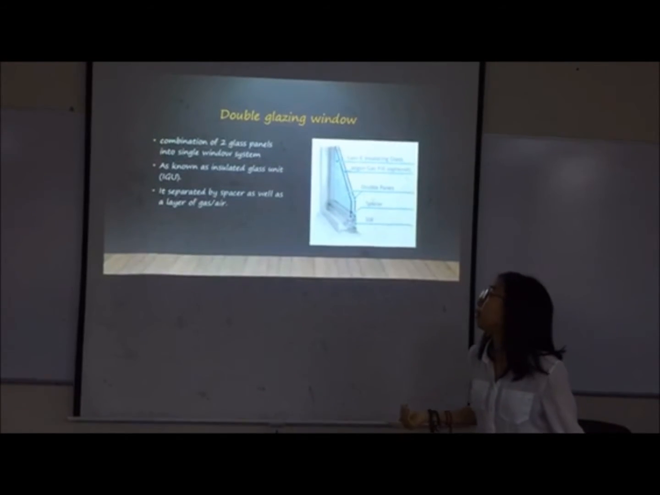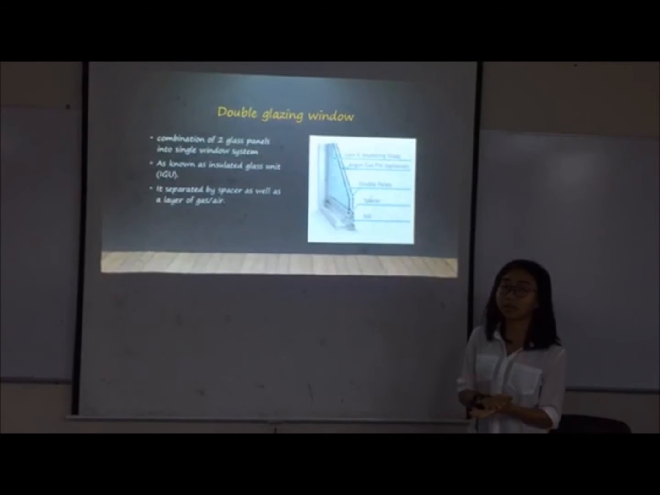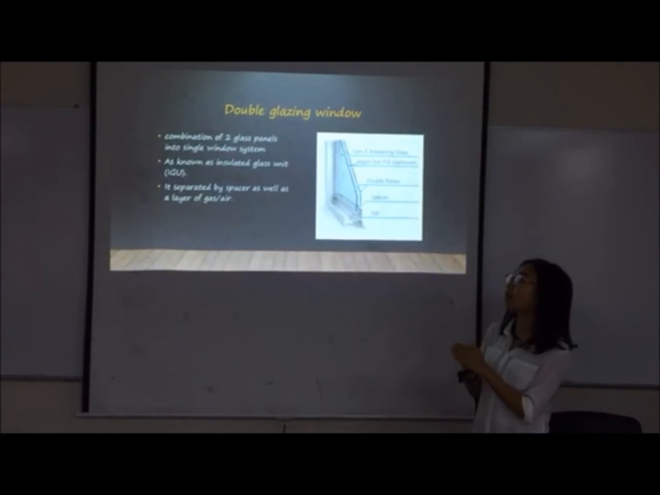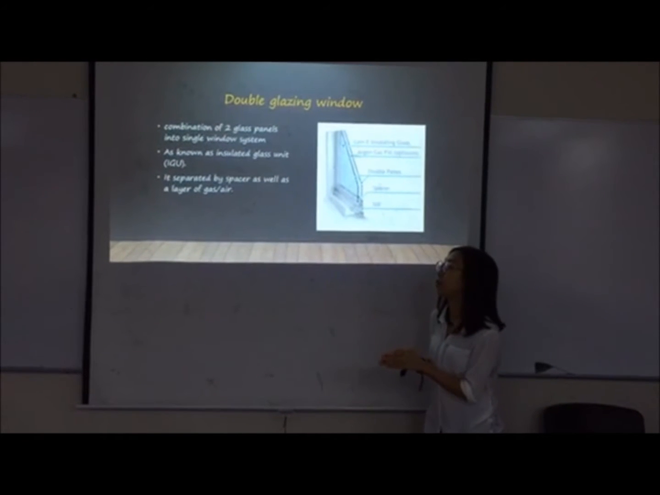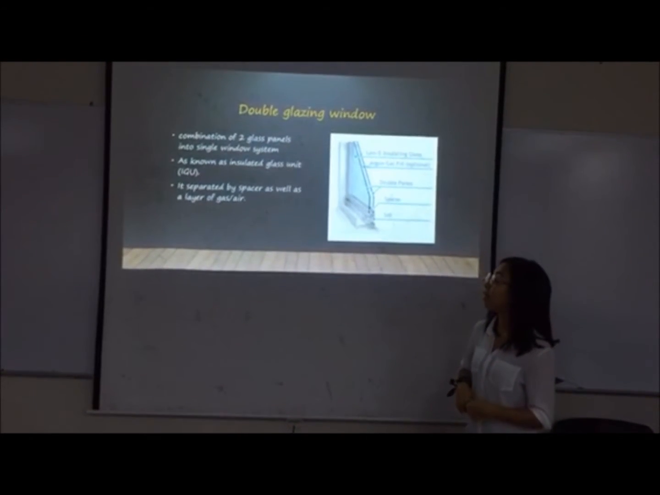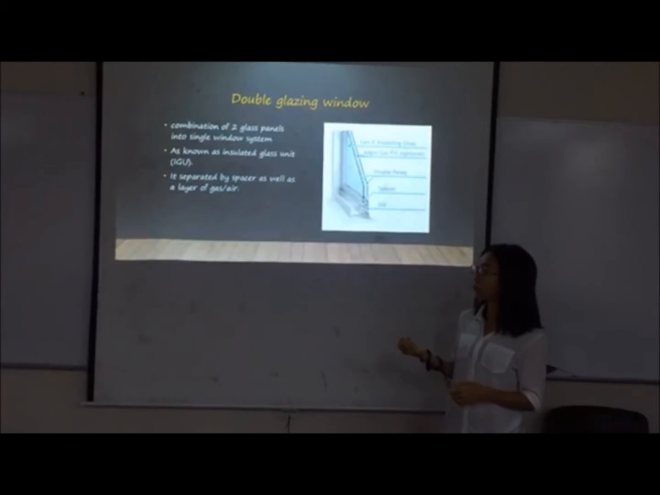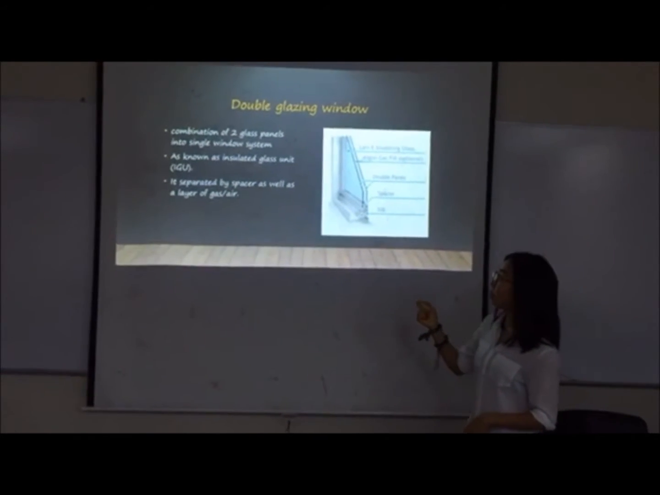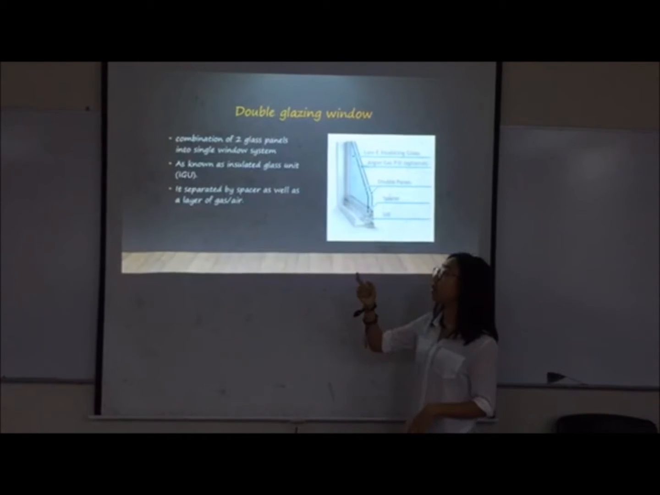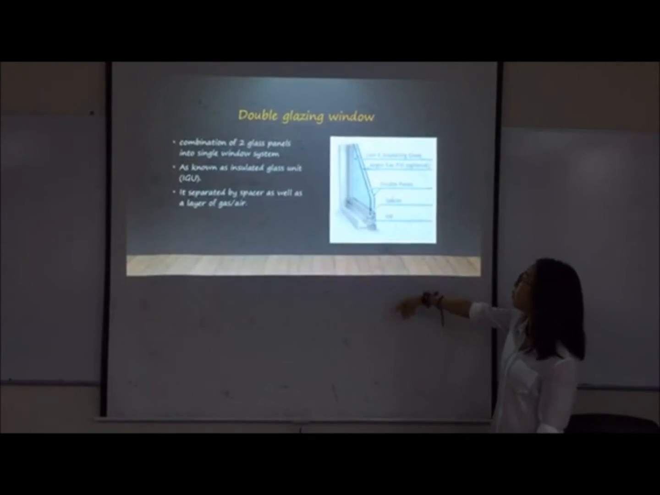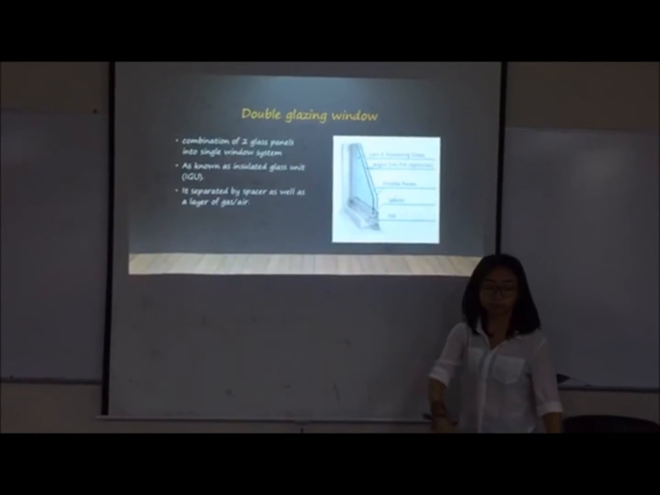What is a double glazing window? Actually, it is a combination of two glass panes into a single window system. It is also known as a glass unit, or insulated glass unit, IGU. It is separated by a spacer as well as a layer of gas. This type of gas is actually argon gas seal.